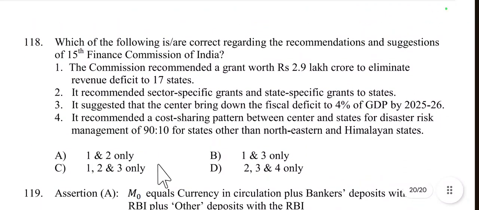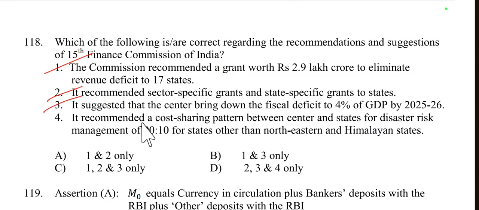Then come to question number 118. Which of the following are correct regarding the recommendations and suggestions of the 15th Finance Commission in India? The first one: the commission recommended a grant worth Rs 2.9 lakh crore to eliminate revenue deficit to 17 states. This is correct. Then it recommended sector specific grants and state specific grants to states. This is also correct. Then it suggested that the center bring down the fiscal deficit to 4% of GDP by 2025-26. This is also correct.